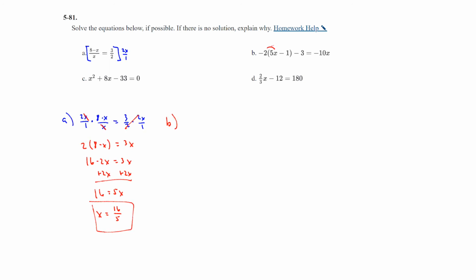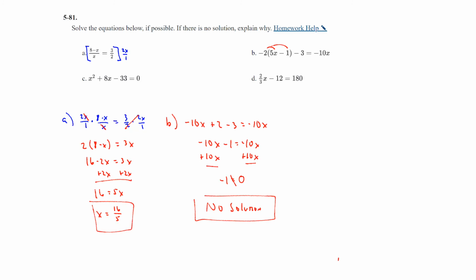B, we can go ahead and distribute the negative 2, so that would be negative 10x. Negative times a negative would be a positive, so that's plus 2. Minus 3 is equal to negative 10x. Combine like terms. And then when I add 10x to get the variable on the same side, we're left with negative 1 equals 0, which is not a true statement. So do we have any solutions? And the answer to that is no. There are no values for x that are going to make this equation true, because negative 1 is never equal to 0.